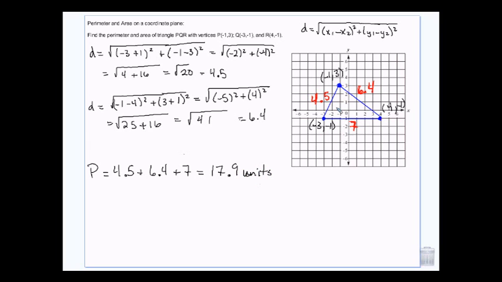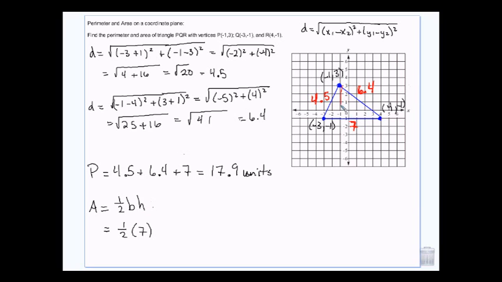And I have no idea if these are inches or anything, so I'm just going to say units because I don't know what they are. I have my base. My base is 7. What am I missing? Oh, shoot, that was way too big, sorry. Yes, I'm missing the height.